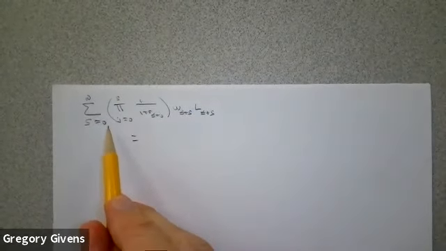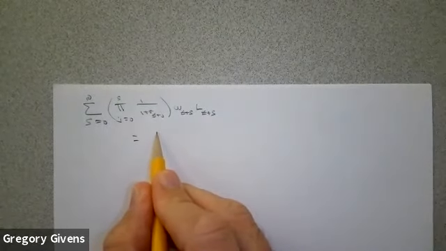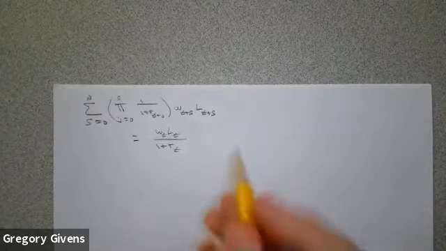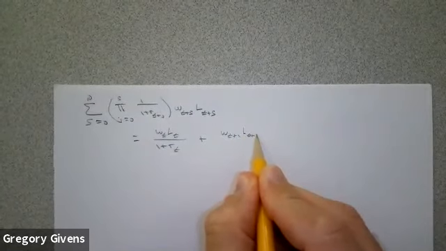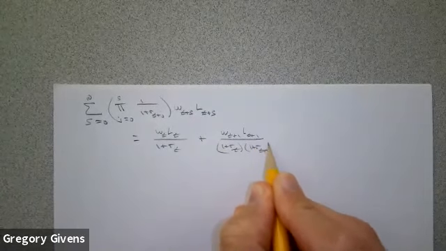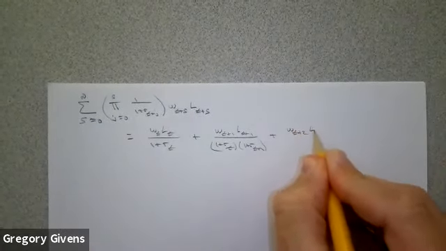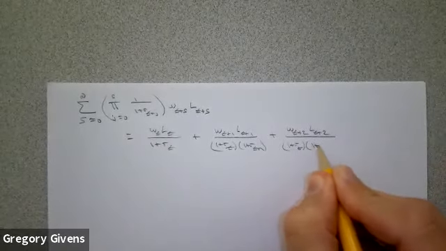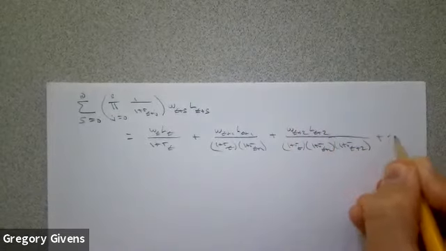Well, for s equal to 0, it is W_T L_T over 1 plus R_T, right? For s equal to 1, it's W_{T+1} L_{T+1} over 1 plus R_T times 1 plus R_{T+1}. For s equal to 2, it's W_{T+2} L_{T+2} over 1 plus R_T, 1 plus R_{T+1}, times 1 plus R_{T+2}, et cetera, et cetera.